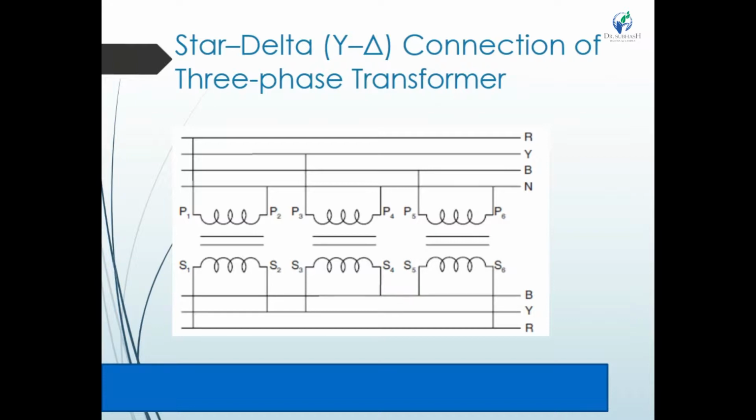Some disadvantages: the phase shift between primary and secondary is not zero. So it is not possible to operate the star delta connection in parallel with star star or delta delta transformers. As there is no provision for handling unbalanced load on the primary side, the star delta transformers are used at the receiving end.